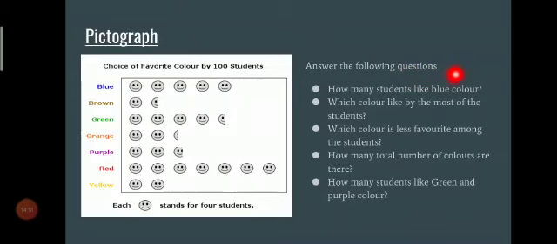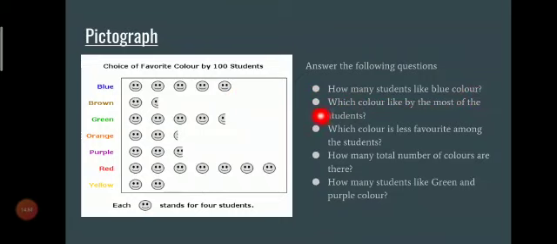Answer the following question. How many students like blue color? Look at here. 1, 2, 3, 4, 5 smileys are there. Each smiley represents 4. And 4, 5 times: 4 plus 4 plus 4 plus 4 plus 4. 4, 5 times is 20. You can count the smileys and read the table and then find out the answer. It means 20 students like blue color.